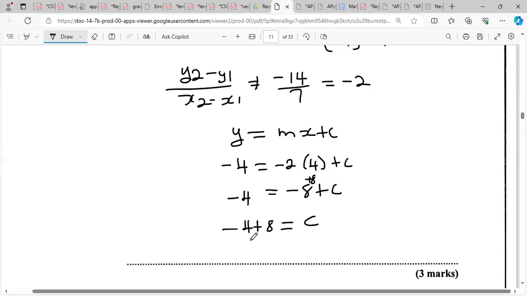Positive 4, so this will be 4. So the y-intercept is 4, so that means the equation is going to be y equals the gradient of that, and then plus 4.